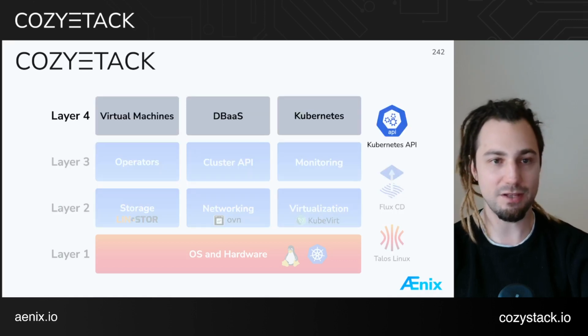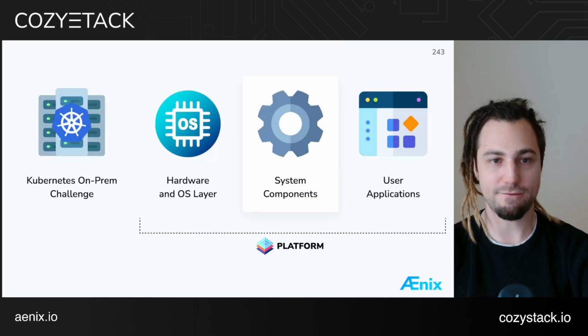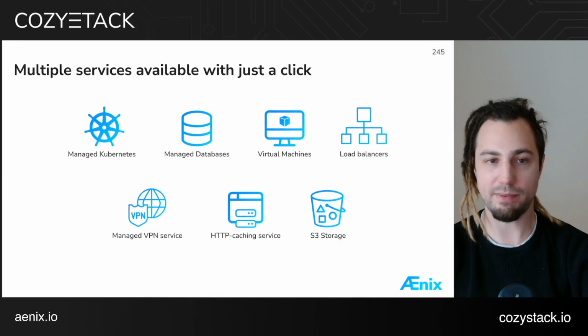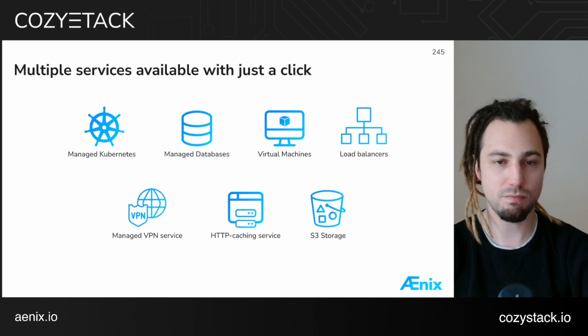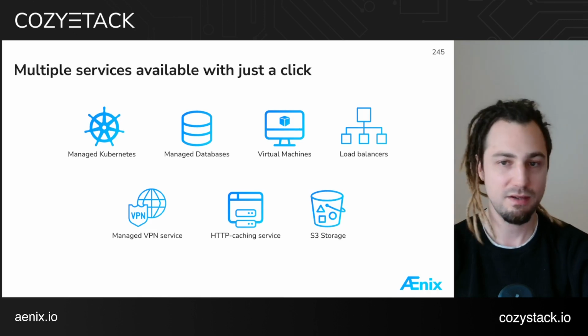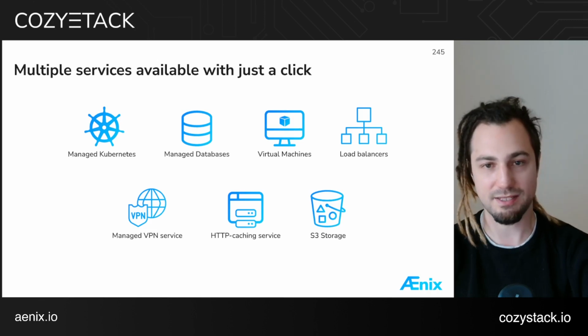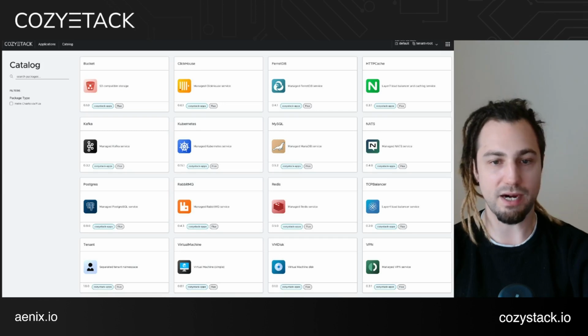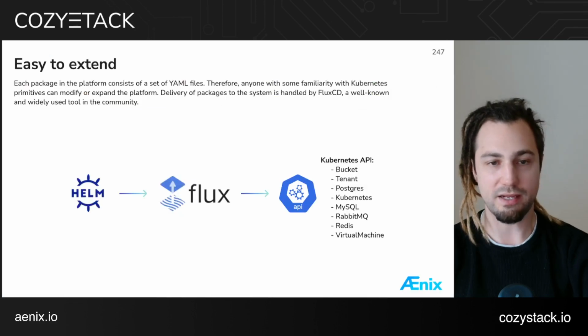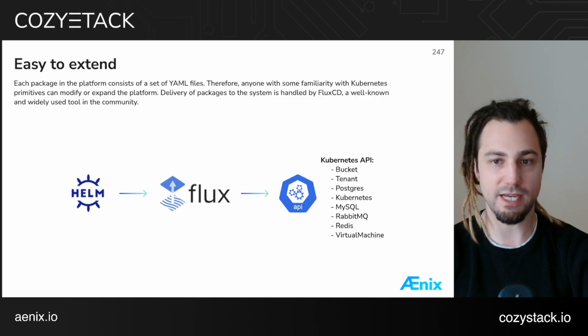And now let's talk about the most interesting part, how the user works with our application. So we have user applications such as managed Kubernetes, managed databases, virtual machines, S3 storage. All of them are listed in this dashboard and managed by Fluxity. But as I mentioned before, we have our own customized Kubernetes API server. We prepared it using Kubernetes API aggregation technology.